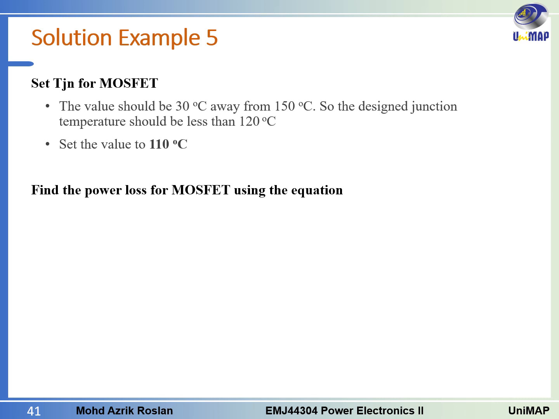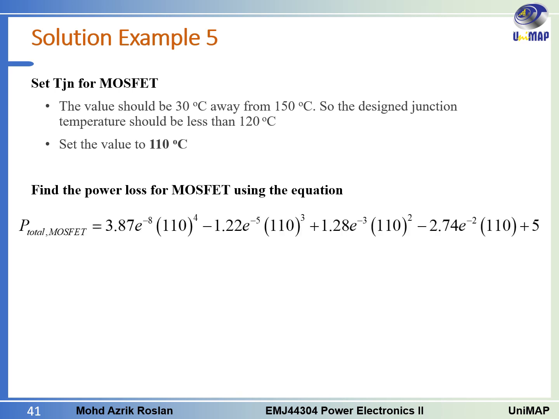And then based on the junction temperature that we set, we need to find the total power dissipated by the MOSFET. So to get the total power dissipated, when you set the value of 110 degrees C, you have to put 110 inside the equation here, and when you calculate, you will get the total power of 6.9 watt.